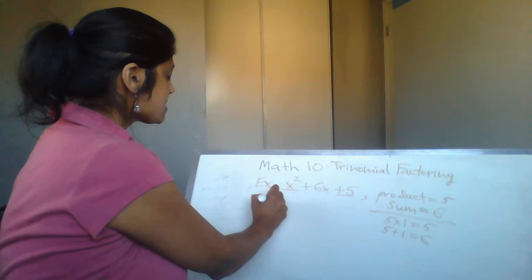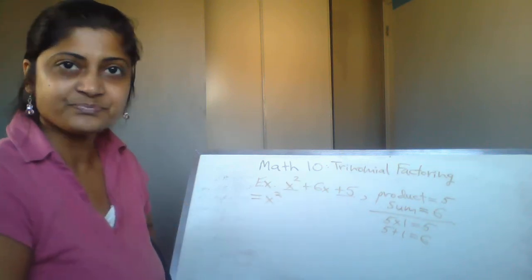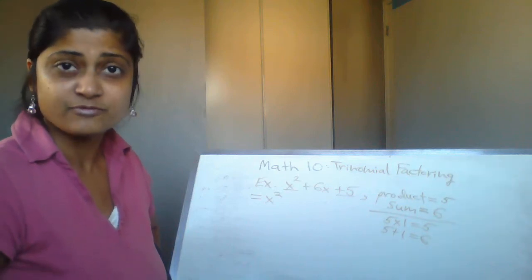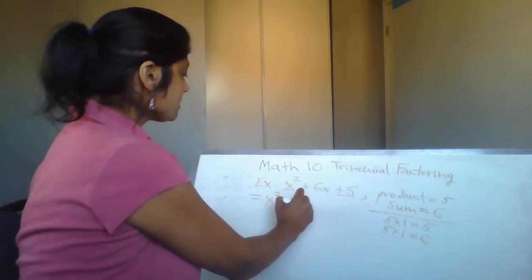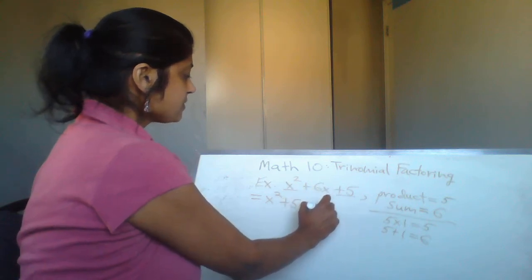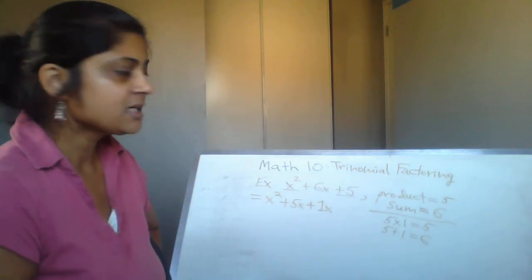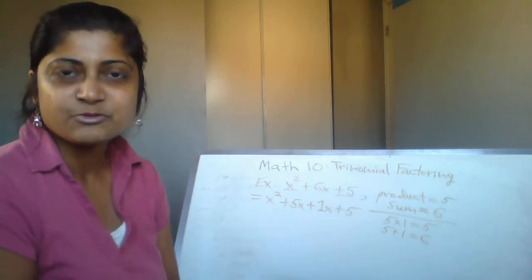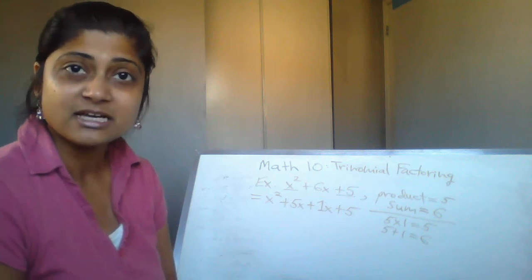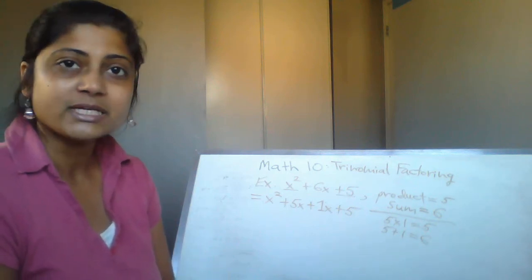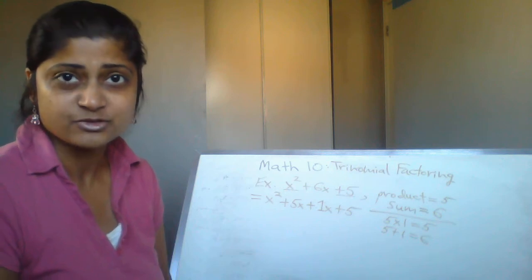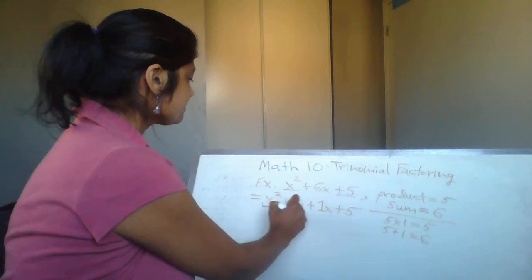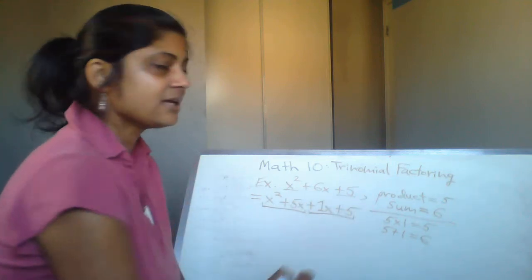I'm going to keep the first term the same, so it's x squared. I'm going to break down the 6x into my two factors. So my factors are 5 and 1. So I'm going to put plus 5x plus 1x, okay? And this last term, which is 5, is going to stay the same. Does everyone see that? So we're keeping the first term and the last term the same, and we are just breaking down the middle term into the two factors, okay? In the next step, we're going to group these terms together, the first two and the last two.